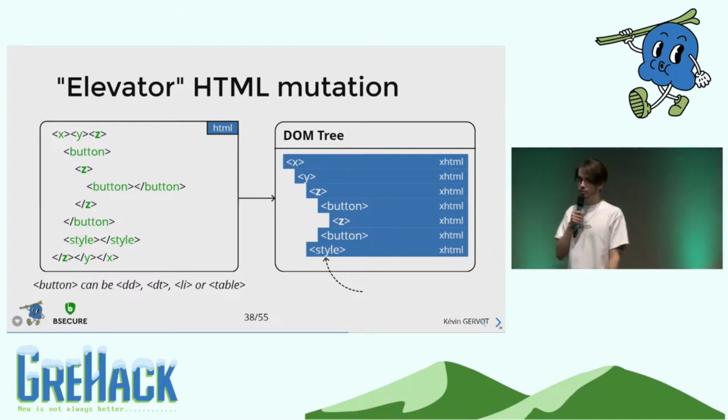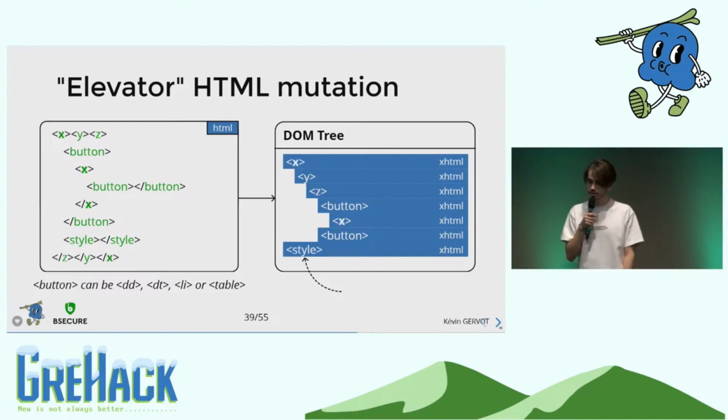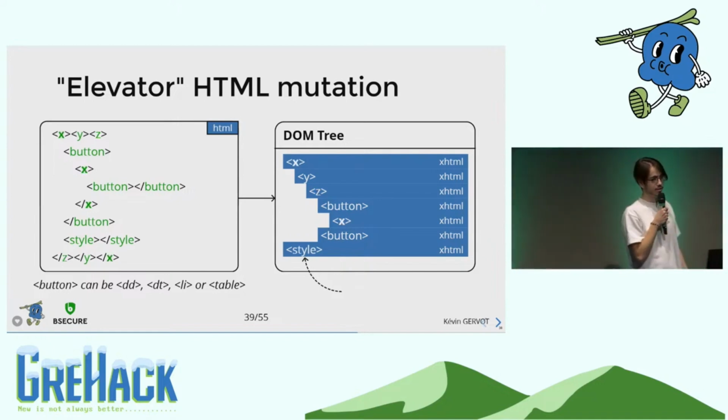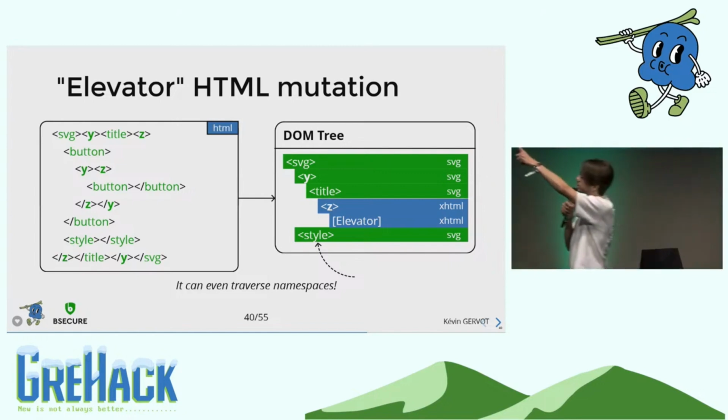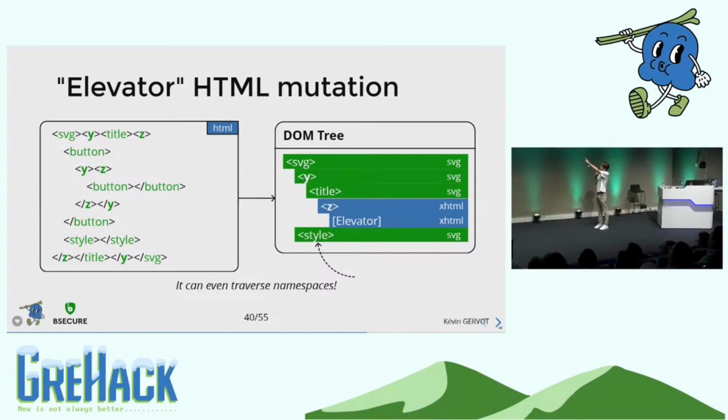So if we try to update this tag to put an X instead, we can see that this time the style tag falls at the same level of the X tag. So we have, in a way, a mutation which allows you to decide where a tag is going to fall. And using it, we also can traverse namespaces. So here you can see that on the top we have a Y tag in the SVG namespace, a Z tag in the HTML namespace, and between the two buttons, the Y and the Z tag.